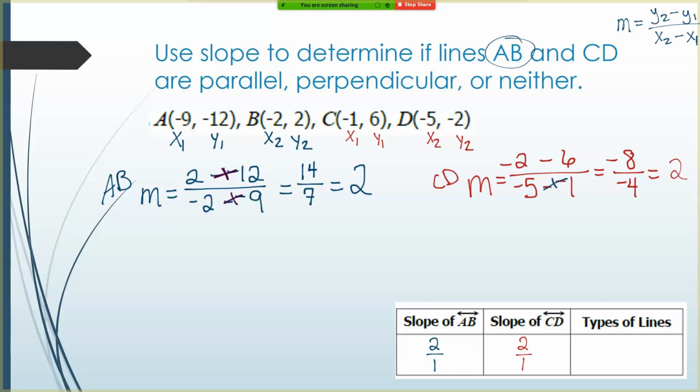Then I have to decide. Do these slopes tell me I have parallel lines, perpendicular lines, or neither? They're parallel. Well, we know they're parallel because they have the exact same slope. So they're the same. So we know that these two lines have to be parallel to each other. Good job.